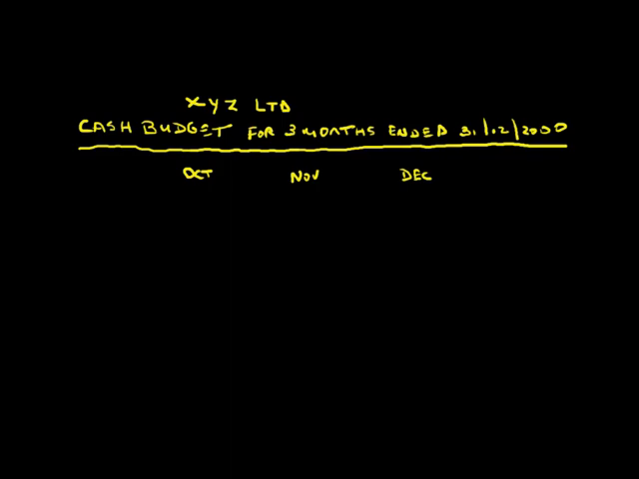Remember, we're talking about liquidity here, so we're talking about cash flows in and cash flows out. And we're going to have a column then for the total for the 3 months. So there's our 3 months and the total of the 3 months together. And everything's in money, so we put in a currency symbol.